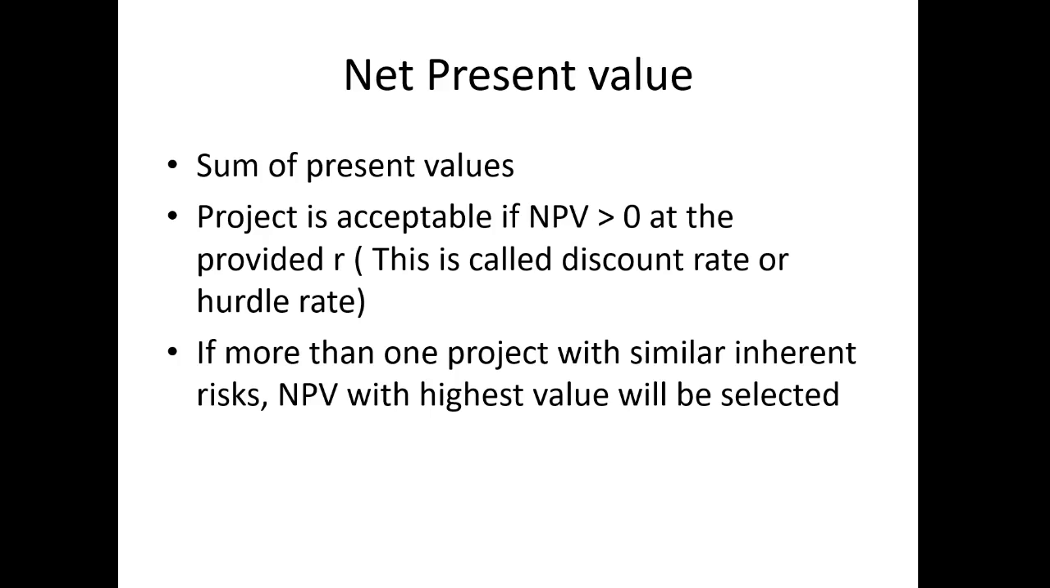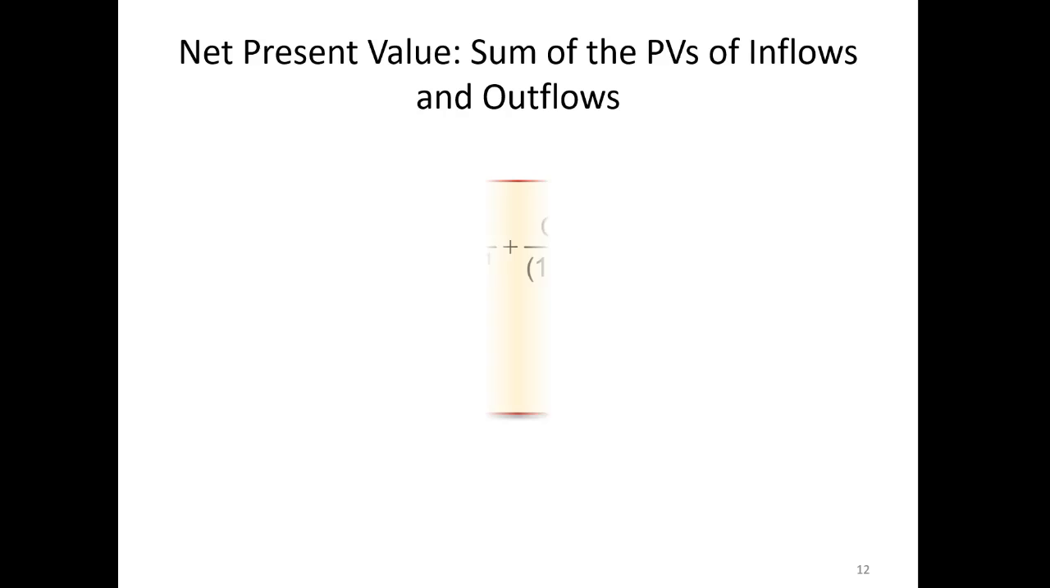Basically that means we calculate the present value for all the cash flows, we add it up, and that's why it's called net. Once we add it up, if the value is positive, that is, if it is greater than 0, that means that we have achieved our hurdle rate or the discount rate. If more than one project, obviously we will pick the one that has got the best NPV. So let's do an example.